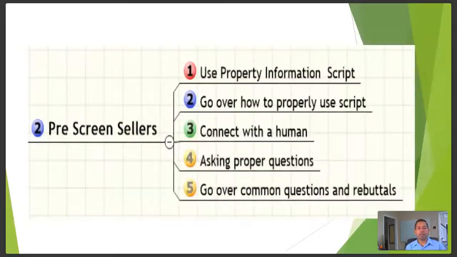Pre-screening sellers. In pre-screening sellers, number 1, we want you to use a property information script. We have a few different versions of that, and I'm going to show you in a moment what ours looks like. We have a 1.0 and a 2.0. You'll get a little bit more in depth on how we actually use those in future trainings. I'll even mention it right now.